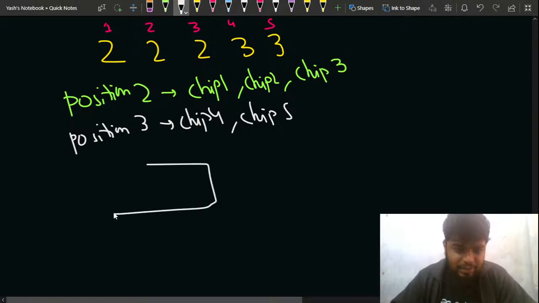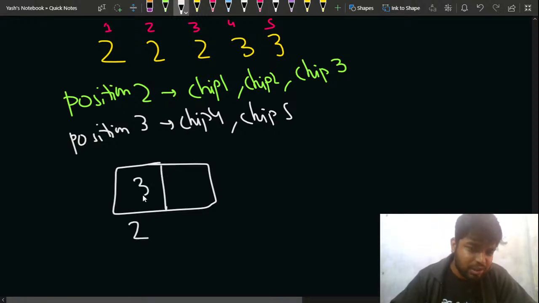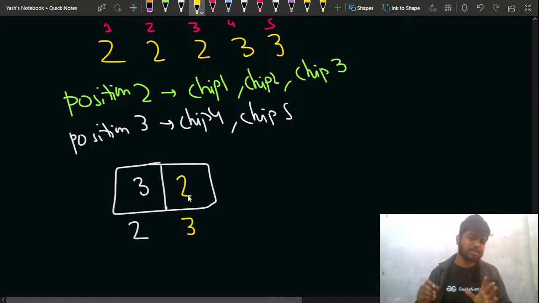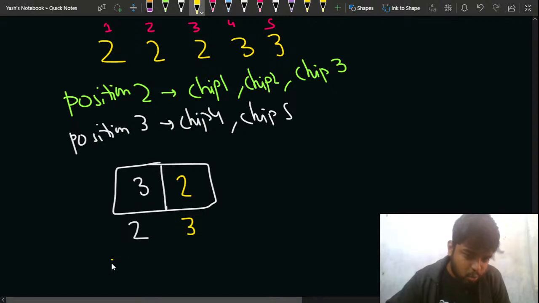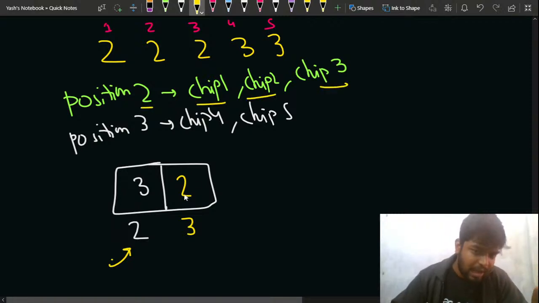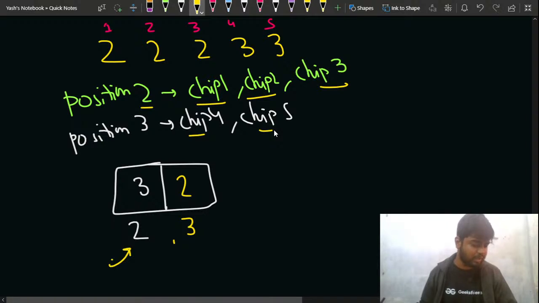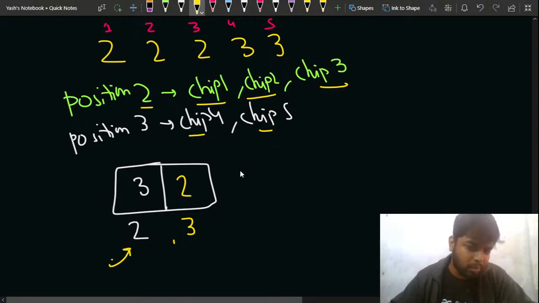What it means is that at position number 2 there are 3 chips, and at position number 3 there are 2 chips. Is this much part clear to everyone? At position 2 there are 3 chips: chip 1, chip 2, chip 3. At position 3 there are 2 chips, chip 4 and chip 5. I think it must be clear to everyone, right?